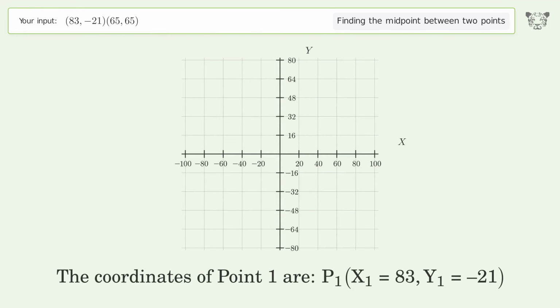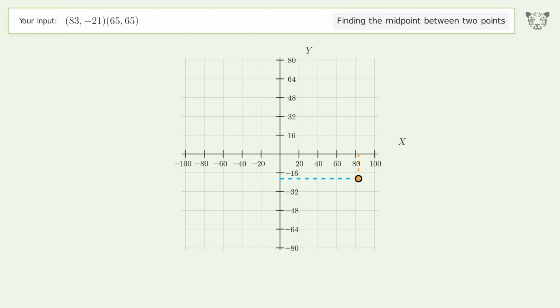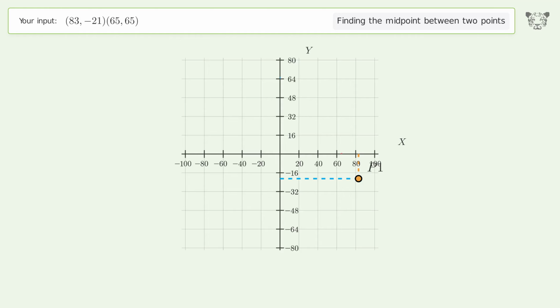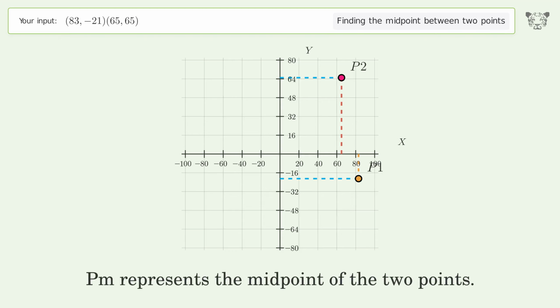The coordinates of point 1 are x1 equals 83, y1 equals negative 21. The coordinates of point 2 are x2 equals 65, y2 equals 65. PM represents the midpoint of the 2 points.